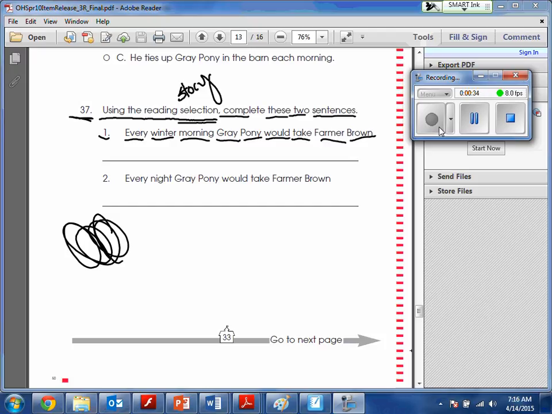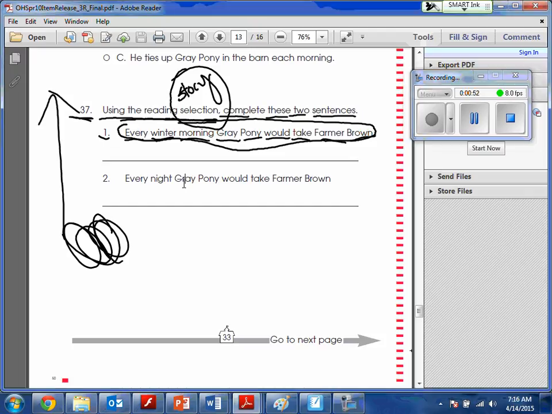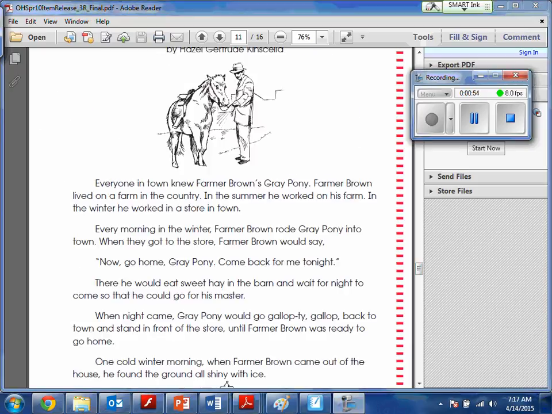Now, instead of just putting down a random answer, what you need to do is use the selection. We have to go back and find out what happens every winter morning. Where does Gray Pony take Farmer Brown? So to do that, we have to go back to the story. Now, if I come back to the beginning of the story, here's our picture of Farmer Brown and Gray Pony.